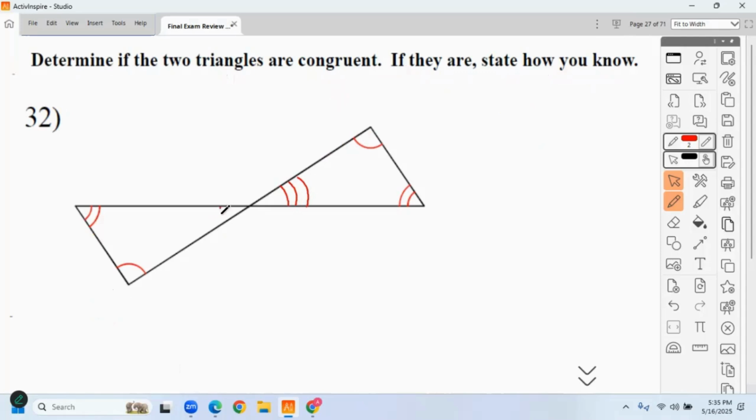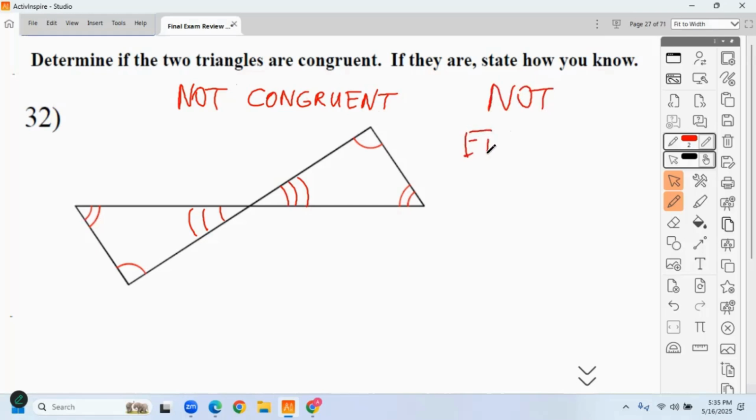We got an issue here. The only thing we have is angles. We don't have any sides. We don't have any hypotenuses. We don't have any legs. So not congruent. Okay, and in this case, it's not enough information, right? Not enough information. Okay, now that's what we got in this case. Let's keep it moving.